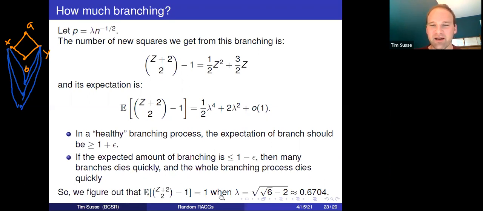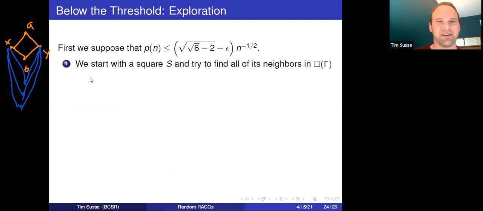And so what we figure out is that the critical value will happen when this polynomial is equal to 1. And so we set this expectation equal to 1, and out pops our lambda, which is the square root of 6 minus. It has to do with when this branching process will survive, or the critical probability for this branching process. In case you were worried about where that number came from.